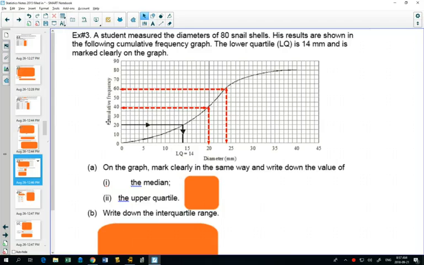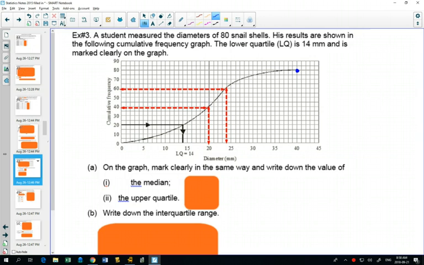So example 3, you've got this graph already, okay? But on the graph, clearly mark in the same way and write down the value of the median and the upper quartile. So we can look from the data and notice from the end of your cumulative frequency curve that the final point is at 80. So that means the total number of snail shells is 80 from the curve.